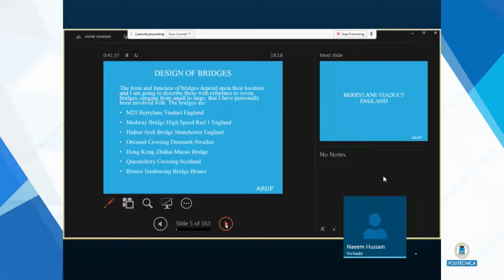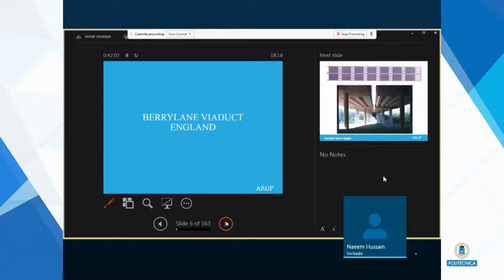So the form and function then depend upon their location, and I'm going to describe like 7 bridges, ranging from very small bridges to fairly large bridges. So there are 7 bridges as shown on this slide, ranging from UK to Denmark, to Hong Kong, and then to Brunei. So Berry Lane Viaduct, and I'll just show you a couple of slides.